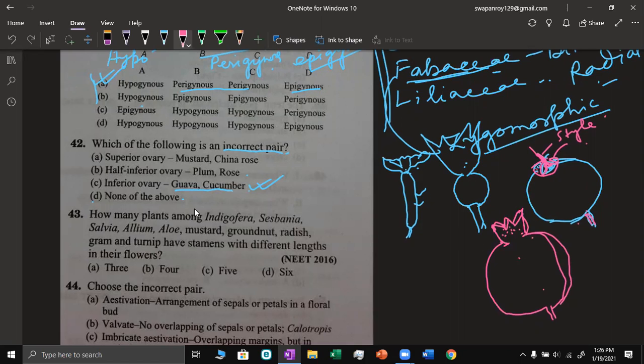So all these are guava, cucumber, pomegranate. Here in this case, it is inferior ovary. Ovary is below. In epigynous flower, the flower is epigynous and the ovary is inferior. In superior ovary, the flower is hypogynous.